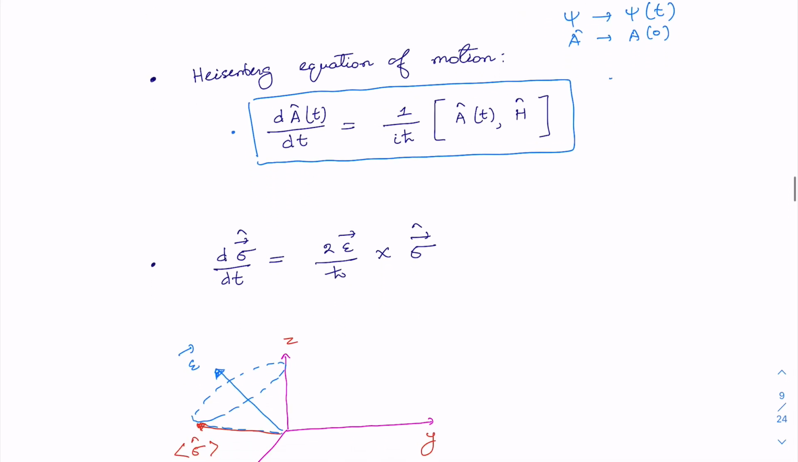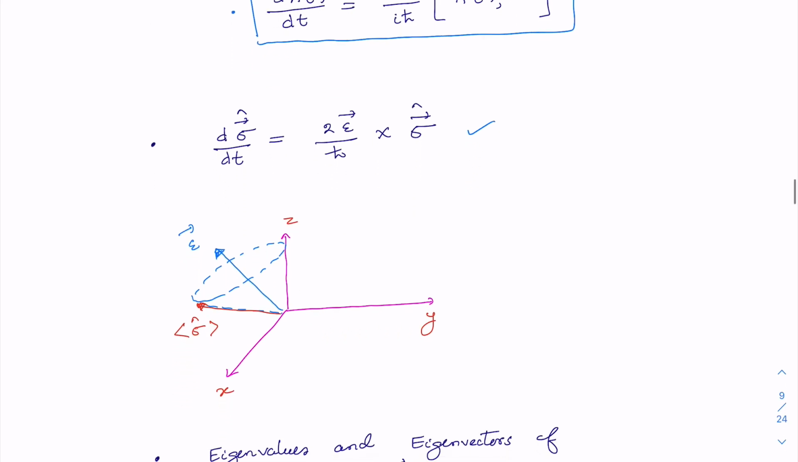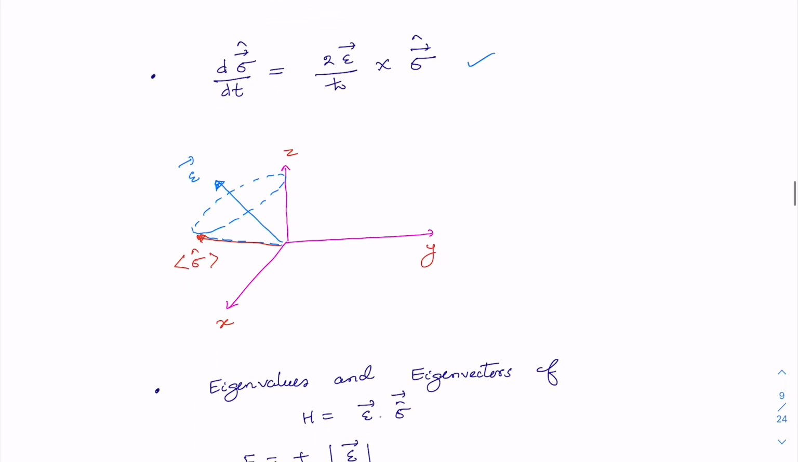Then, applying this Heisenberg equation of motion, we saw the time evolution of the Pauli operator, and we also saw that the expectation value of the Pauli operator precesses around an arbitrary vector, say epsilon, with some frequency, say twice E by h cross. That is the precession frequency with which the expectation value of the Pauli vector rotates, and this expectation value of the Pauli vector has a name, it is also called the Bloch vector.